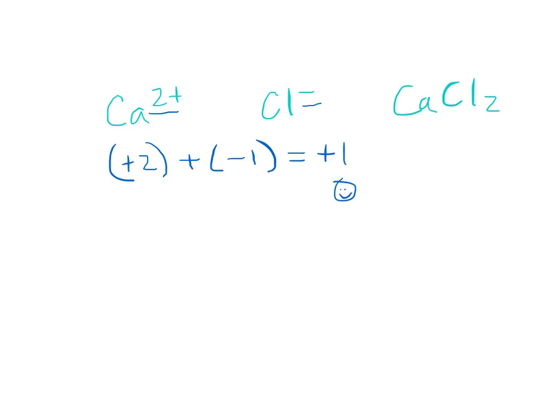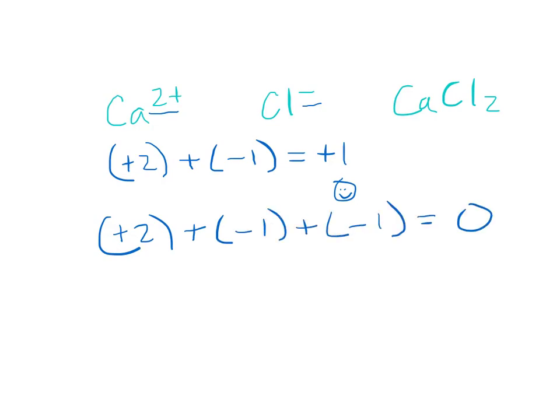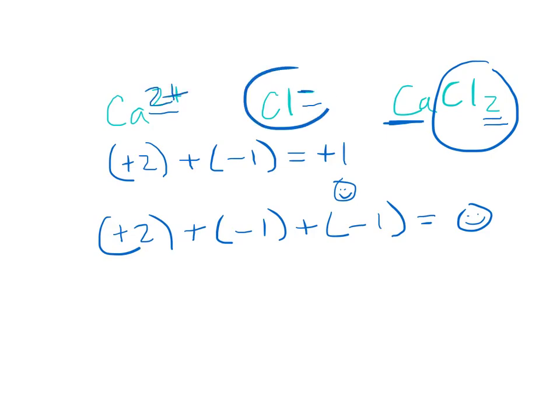So what we need to do in order to make the compound electrically neutral is add another chlorine. And so if I go positive 2 plus minus 1 plus minus 1, now we'll finally get our electrically neutral, or 0, as our answer. You can see this was already indicated in our chemical formula that it takes 2 chlorines to balance out the charge in 1 calcium. So it takes 2 of these to equal the charge of these, and this is our compound here, calcium chloride.